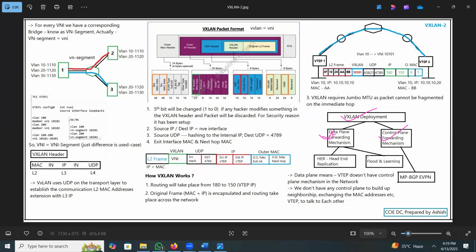Data plane can be achieved using the head-end replication method or flood and learn mechanism. Control plane can be configured on MP-BGP EVPN technology. Okay, so I will discuss everything.